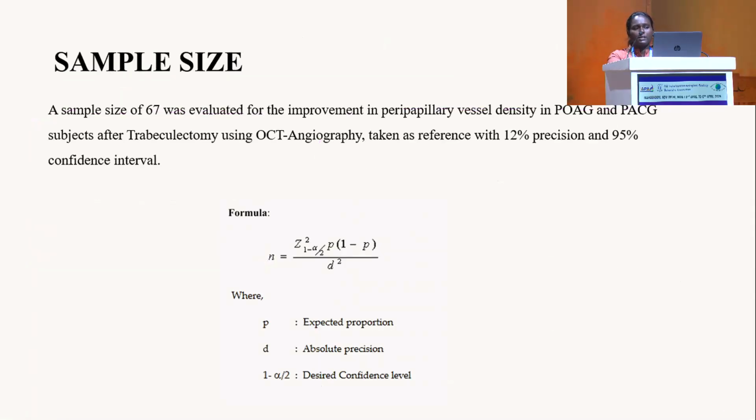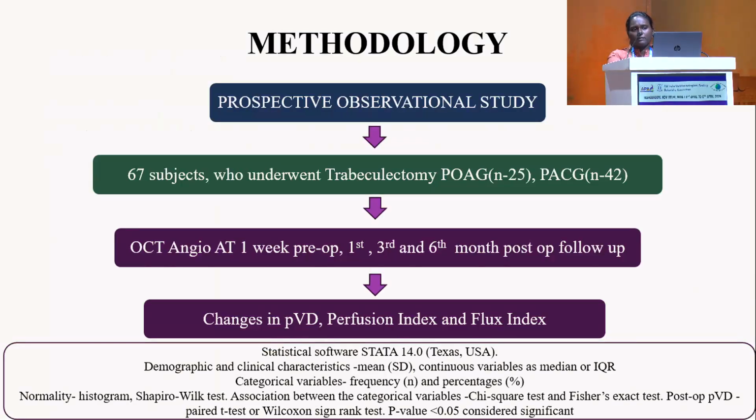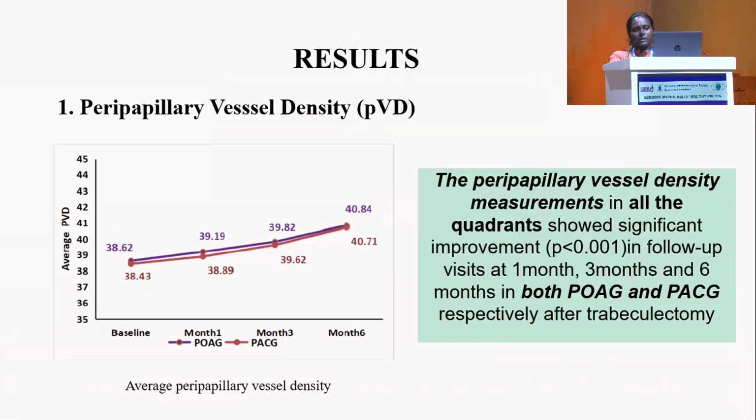So we calculated the sample size of 76 by taking reference with 12% precision and 95% confidence interval. The study is a prospective observational study, and we included 76 subjects who underwent trabeculectomy, and we have done OCT angio at first week preoperatively, and on first, third, and 6-month postoperative follow-ups, and we measured the changes in PVD, perfusion index, and flux index.